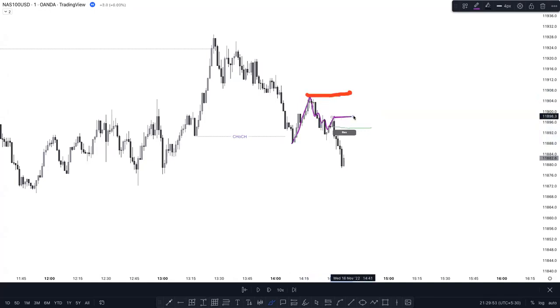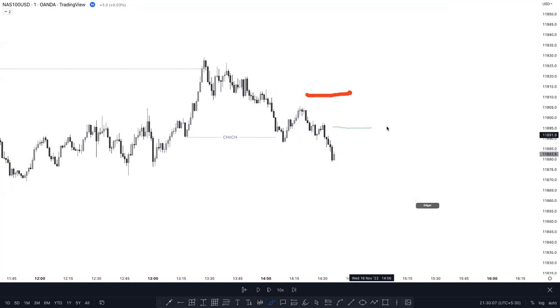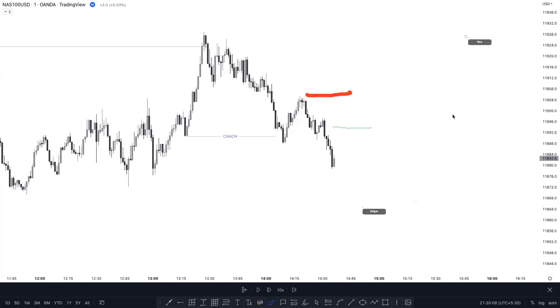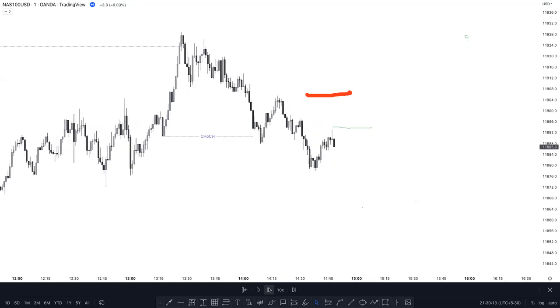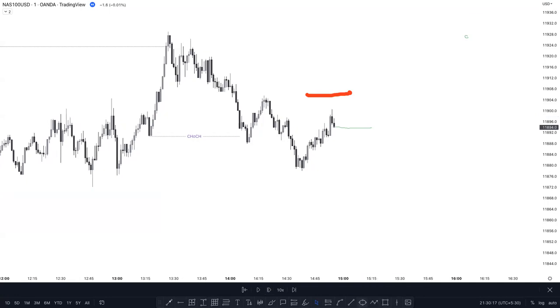If market takes out the minor inducement, that will give you a minor move, right? But if market takes out the major inducement, that will give you a major move to the downside or upside, right? So let's see what happened next here. In this case, okay, perfect. Okay, all right. So this inducement is taken out.